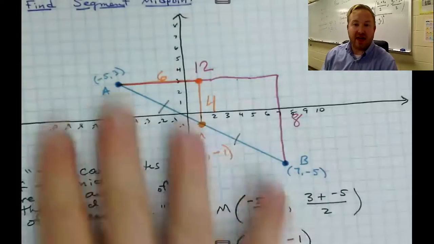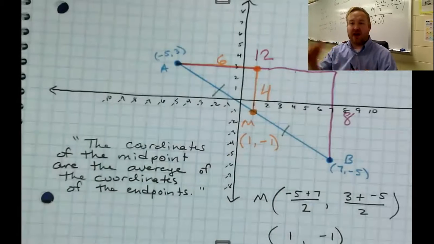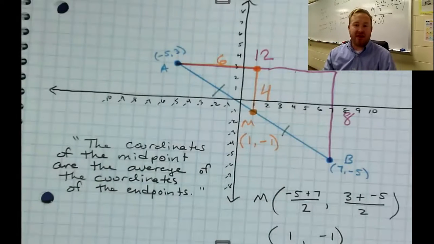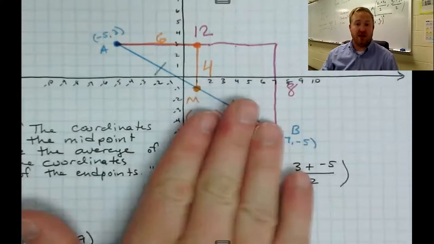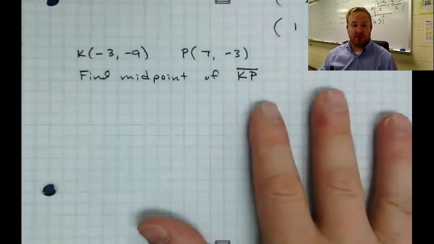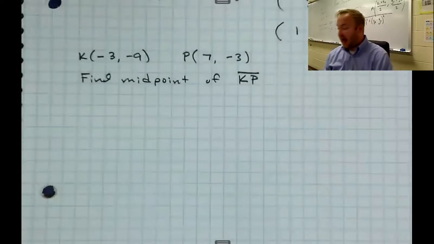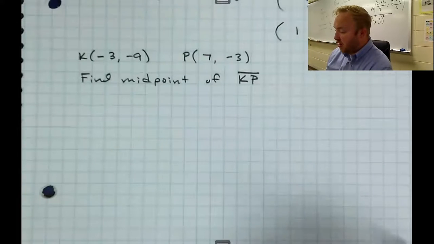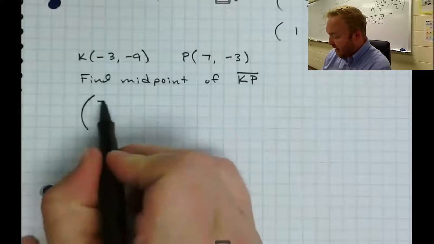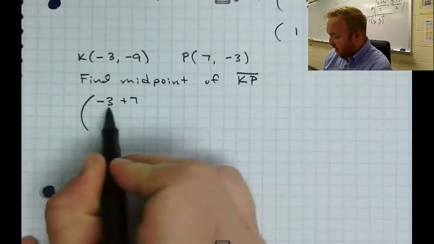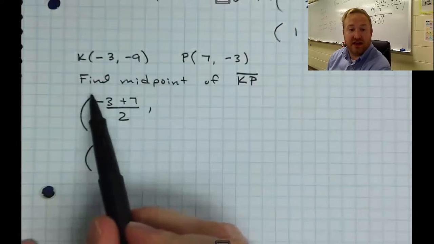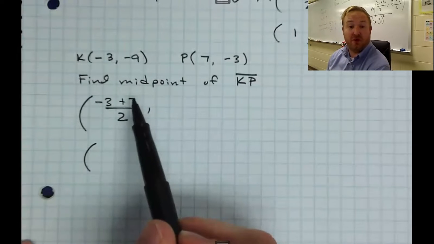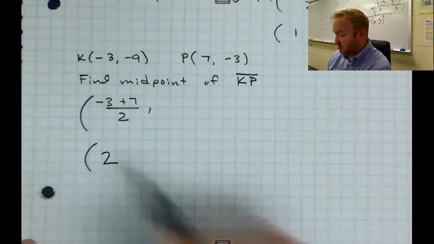Well, instead of drawing that out and figuring out how far right and down and what's half of that and all that stuff, that's good to understand. It's important that we understand that conceptually, but instead we can just do an average. So I'm going to add my X coordinates together and divide by 2. As an X coordinate, -3 plus 7 is 4. 4 divided by 2 is 2.